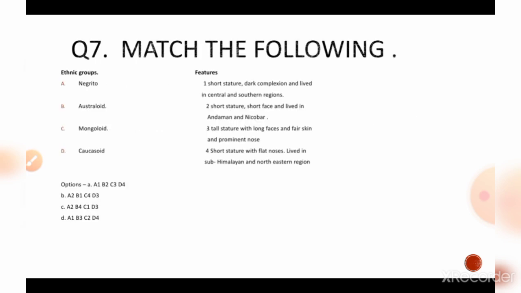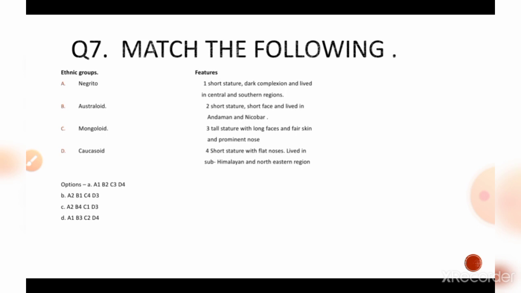Now, the next question is matching. Match the following. On the left hand side, you are given races or groups, and on the right hand side, you are given the features. The first is Negrito race. Actually, in the Indian subcontinent there were four language families, and each of them was attributed to one of the four ethnic groups into which the people of India were divided. So in this question, I have given the ethnic groups and their features.